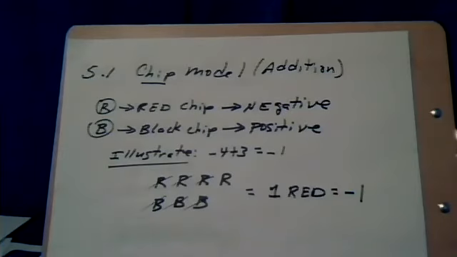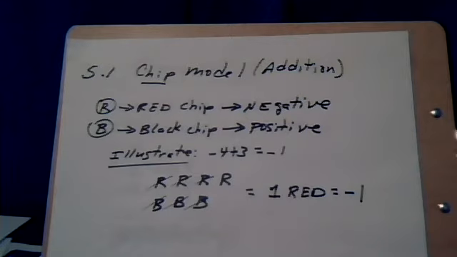Chip model for addition. So that R chip, and we have a B chip, the R is going to be negative and the B chips are going to be positive. We're going to illustrate how using chips we could show that -4 + 3 equals -1.